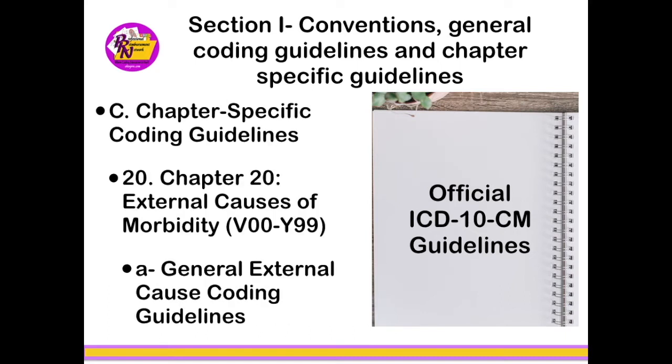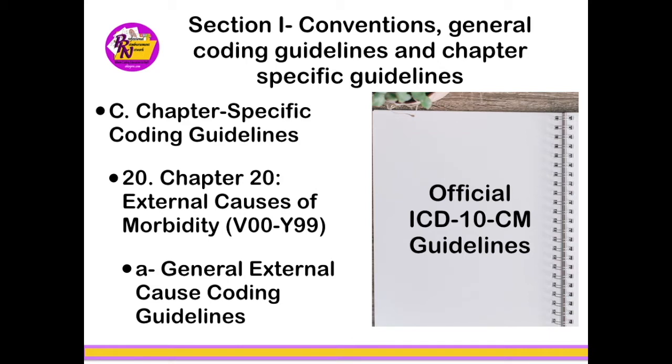Chapter 20 is where we're going next, which is the external causes of morbidity. These codes are in the code range of V00 through Y99, and the guideline page is page 81. So we'll look at the general external cause coding guidelines.